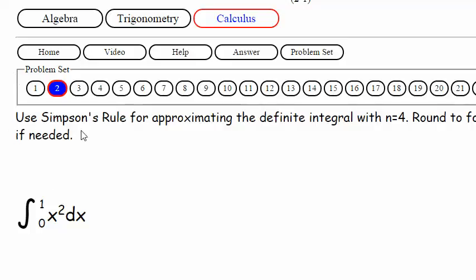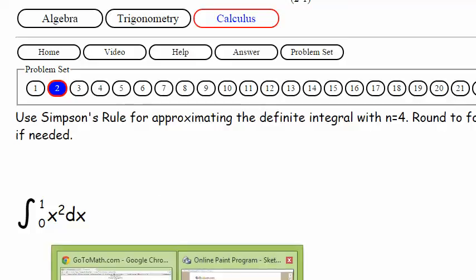Anyway, it says use Simpson's rule for approximating the definite integral with n equals 4. So like in the trapezoid rule, n represented the number of subintervals, and the number of subintervals here is going to be 4. It says round to 4 decimal places if needed. Now the thing about Simpson's rule is n must be even. I wish I had time to get into the theoretical aspects of it, but what we're going to end up doing here is just stating the theorem of Simpson's rule.